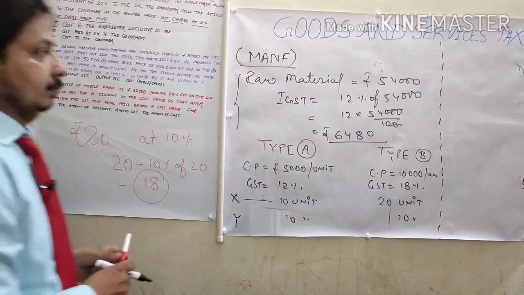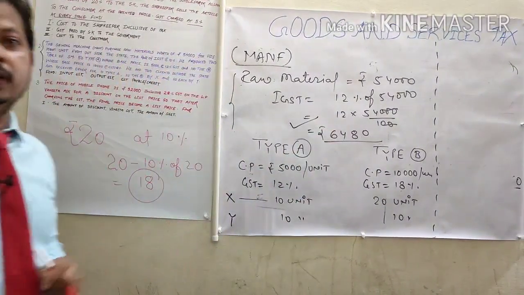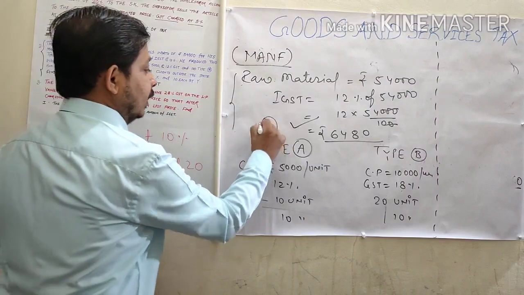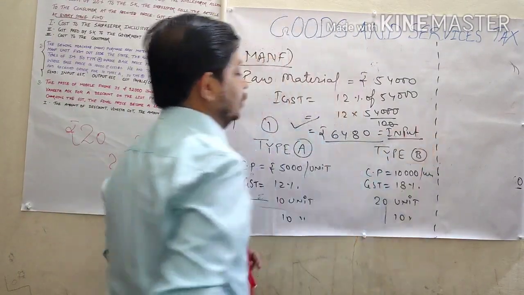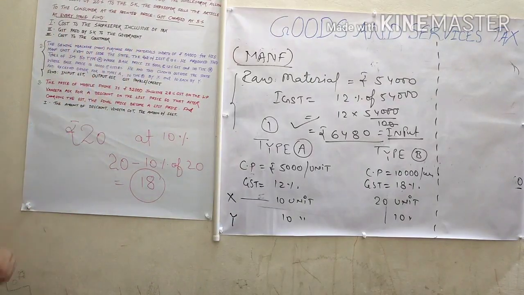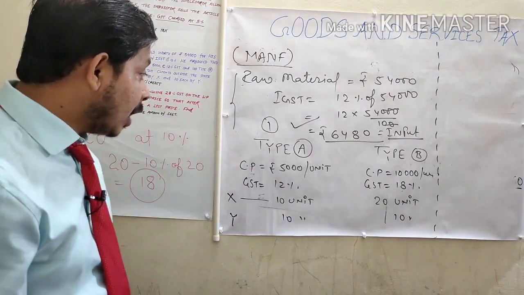Input GST is already fine. First part is over; this is your input. You can write in the last also input GST. Second, output GST. So how will you consider output GST?